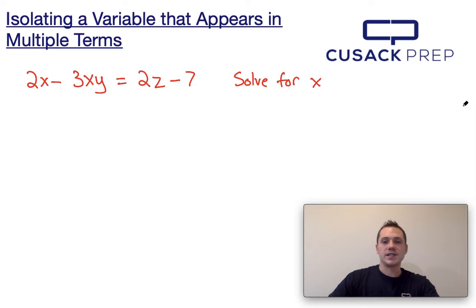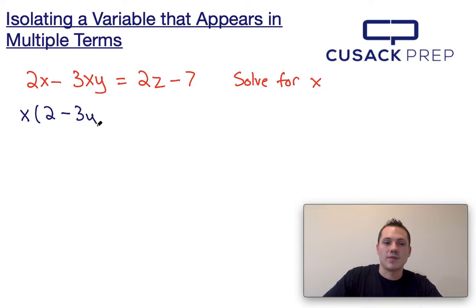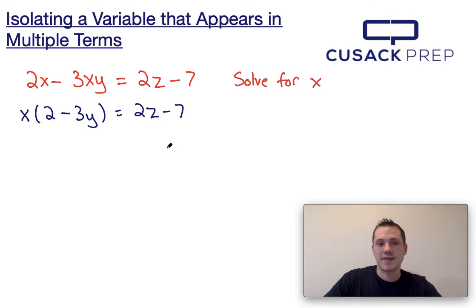Well, the first thing you have to do is make sure that all of your terms that have x are on one side of the equation, and all the terms that don't need to be on the other side. I can see that this works out nicely in that x is already completely on the left side. So I can go ahead and factor an x out. If I take an x out of 2x, I'm left with 2. And if I take an x out of negative 3xy, I'm left with negative 3y. And then the right side would be 2z minus 7.